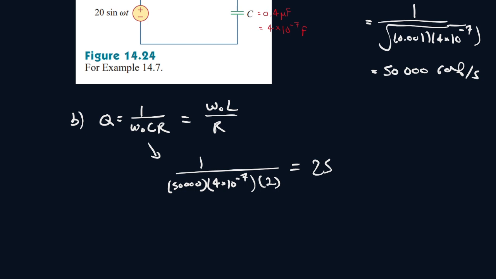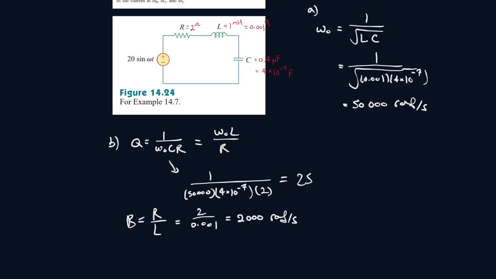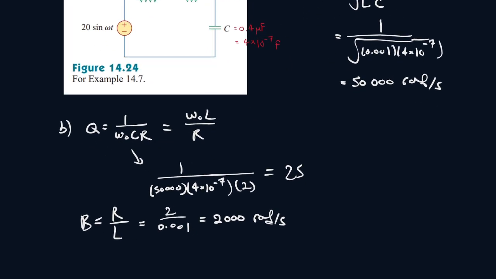So using the quality factor, we can get our bandwidth. So our bandwidth is equal to the resistance over the inductance. Okay, so it will be 2 over 0.001, which is, what is that equal to? That's equal to 2000 radians per second.